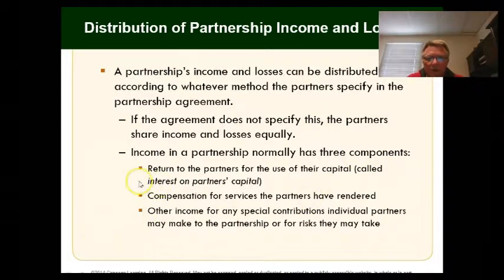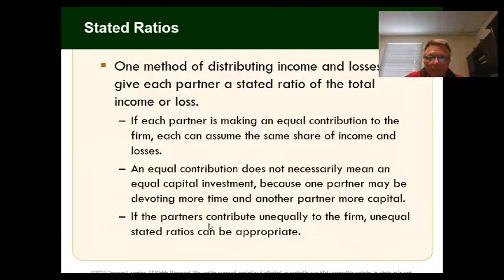It's the return to the partners for the use of their own capital, and compensation for services. So for example, one of the partners in the company that I work for is actually president of the company. So he gets a salary for that. The other 3 partners don't get that salary. He gets it because this is his full-time job. And then there's other income that normally comes into a partnership. It might be from the sale of a business, sale of assets, and that sort of thing.